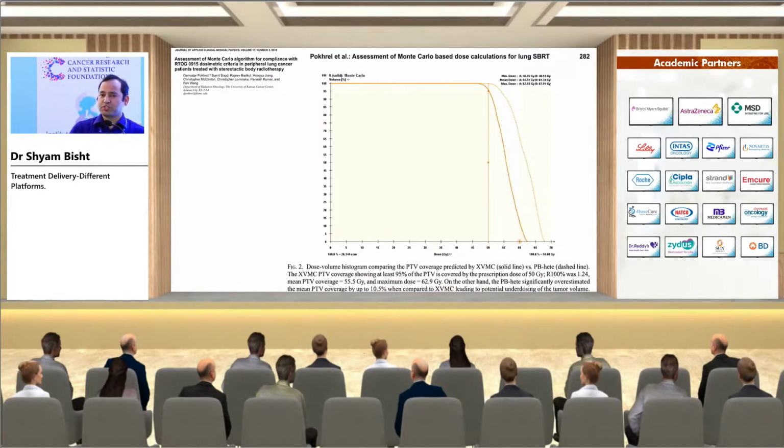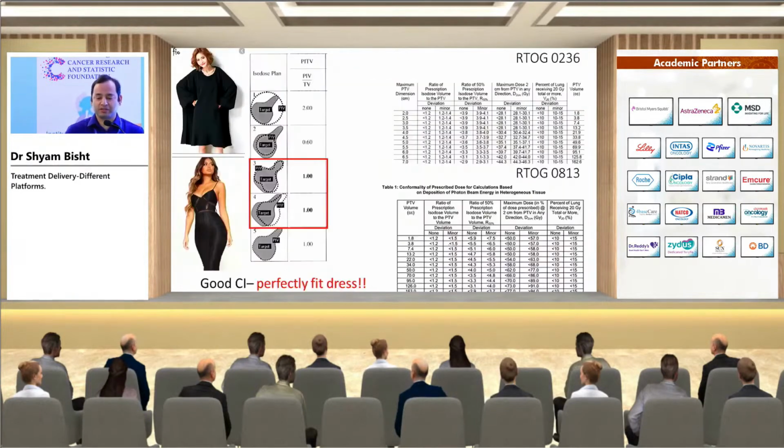Similar observations were made in this paper, which compared pencil beam versus Monte Carlo, and they found that the pencil beam algorithm overestimates the dose. That means the dose actually delivered is lesser in the target. Underestimate the dose to OARs, overestimate to targets.